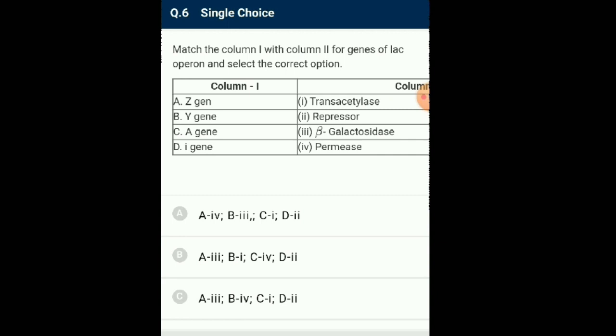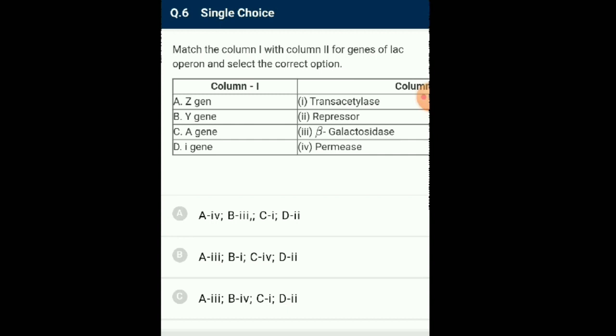Question number 6. Match column 1 with column 2 for genes of the lac operon and select the correct option. See the given tabular column. The operon model of prokaryotic gene regulation was proposed by Jacob and Monod. Operons are groups of genes coding for related proteins and are arranged in units. It is the part of DNA which acts as a single regulated unit having one or more structural genes, an operator, a promoter, and a regulator gene.